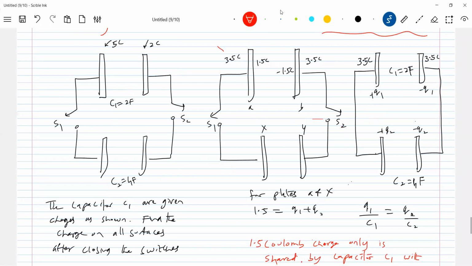So what will be the comment from it? I will not move; I am permanently settled here. Even if I connect this to a cell, the cell cannot disturb this 3.5. So whether you connect this capacitor to a resistor, to another capacitor, or to a cell, this will not get disturbed.